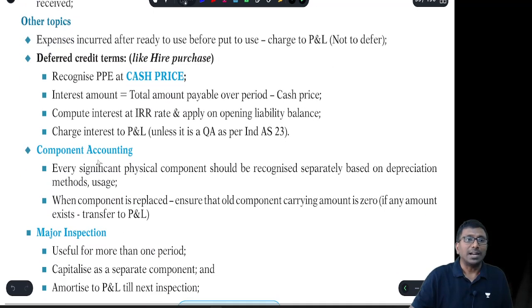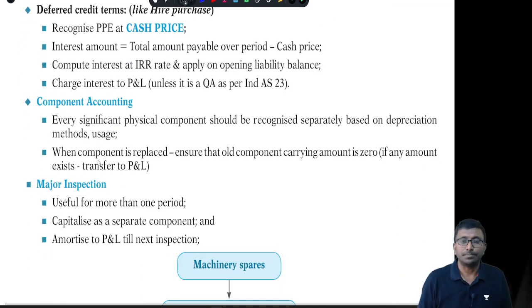And if there is any deferred credit period, it is a prolonged period. Generally, credit period will be 10 to 15 days, up to 6 months maximum. If someone says you purchase my asset and pay me after 2 years, under that circumstance obviously there is something wrong. The invoice amount must be including the interest element, correct? That's why you should find out the interest element. Interest element should be transferred to P&L. It should not be capitalized with the PPE.